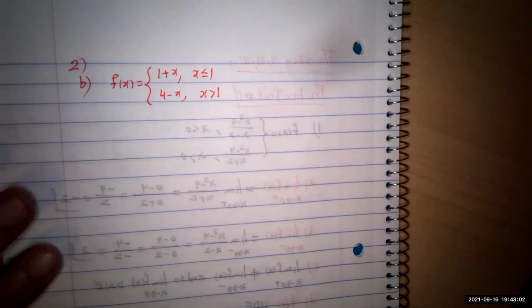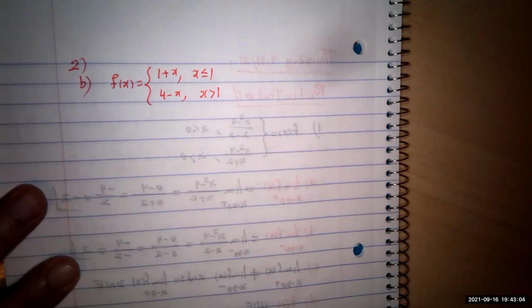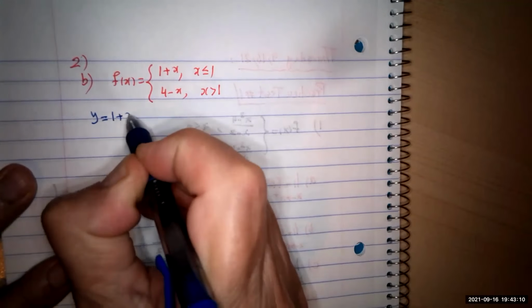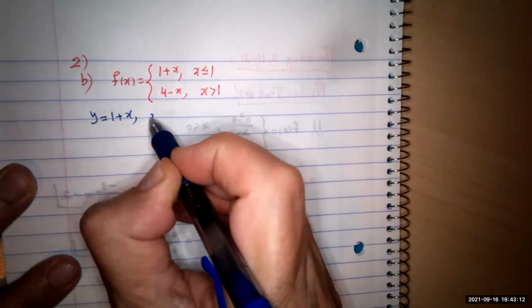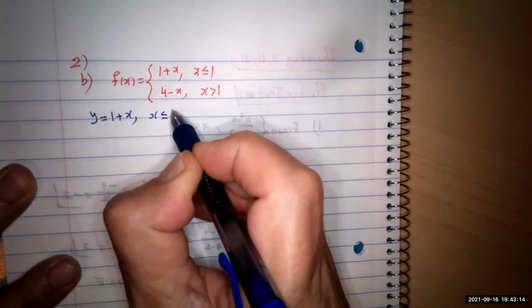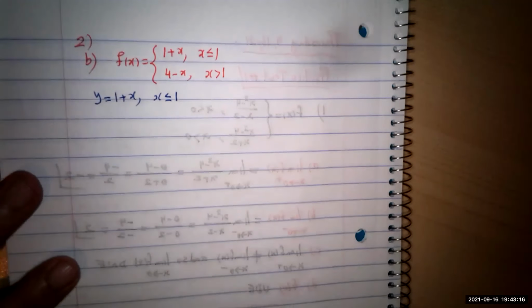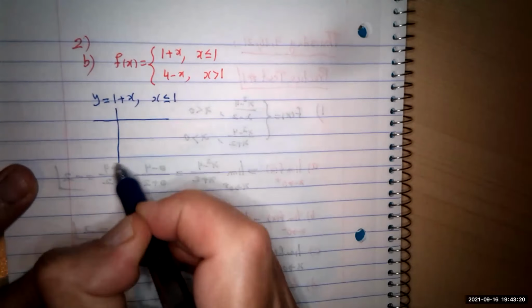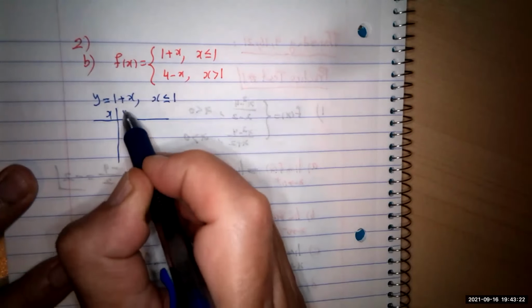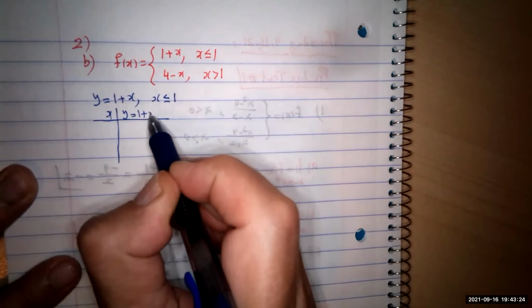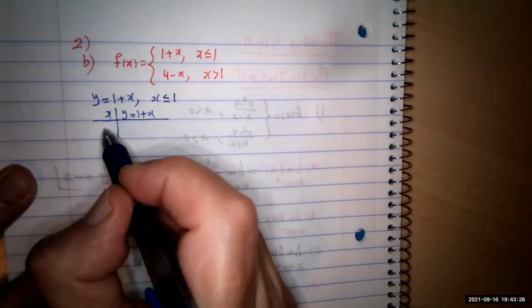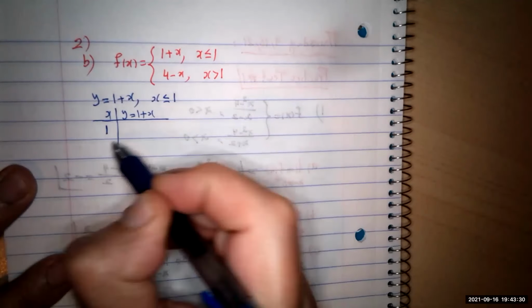So first we have to graph it. You see, you get two portions. The first portion is going to be y equals 1 plus x with the restriction of x less than or equal to 1. Okay, take care of this one first. You need two numbers. That is x, and this is going to be y equals 1 plus x. The restriction is 1, so you must start with the 1, less than 1 and 0.